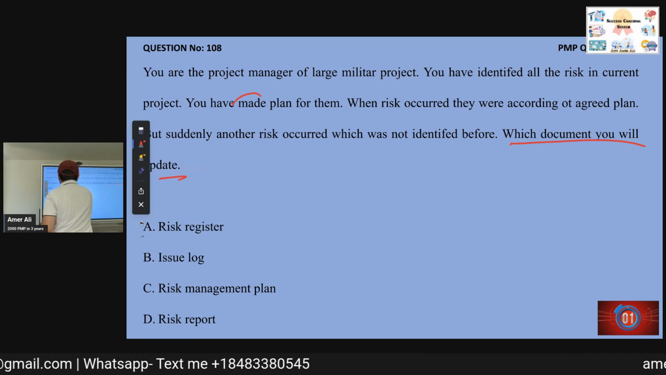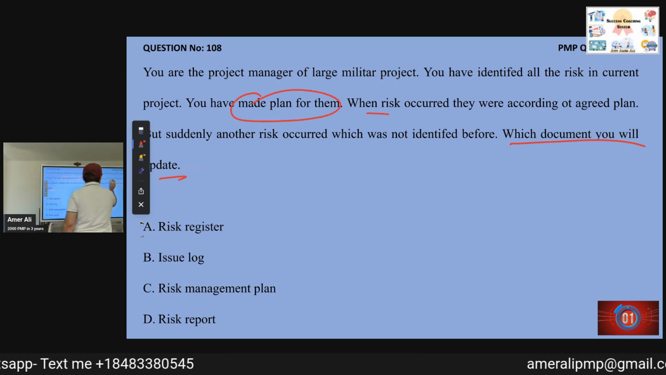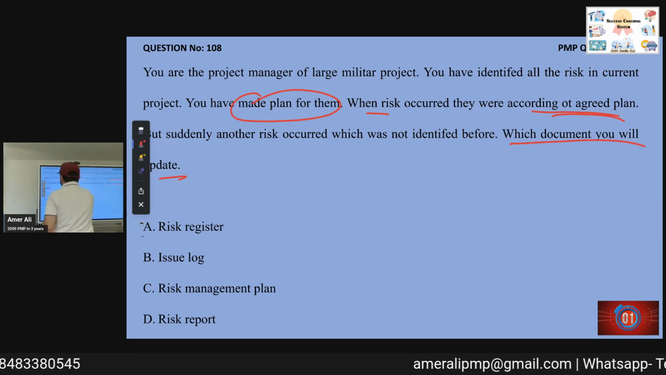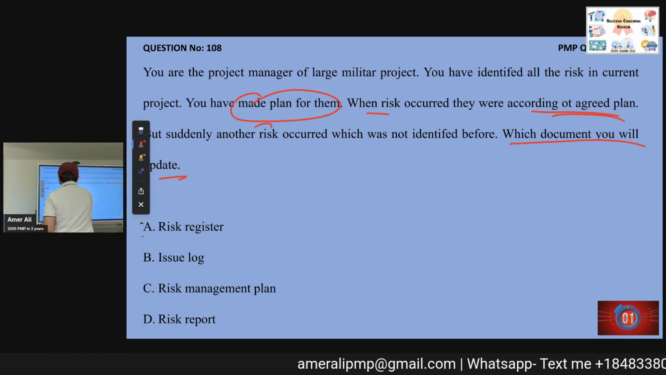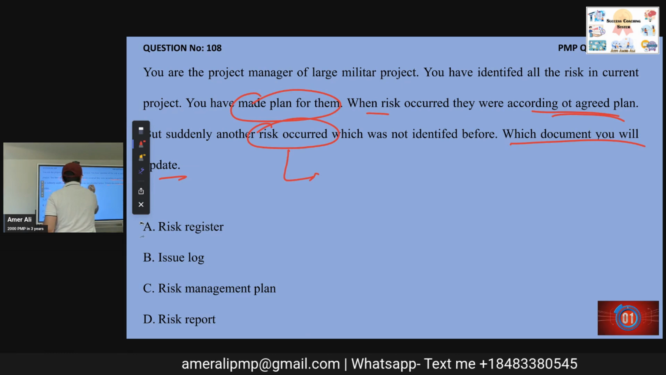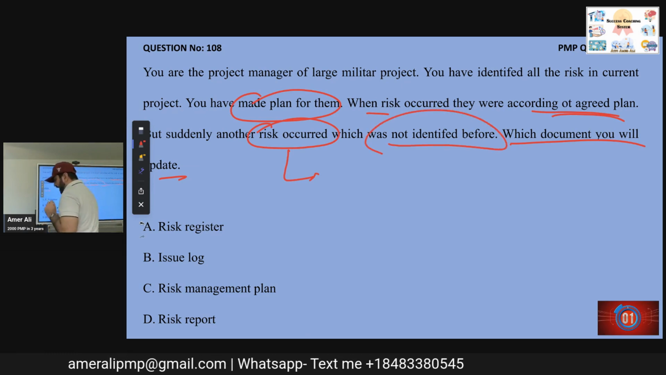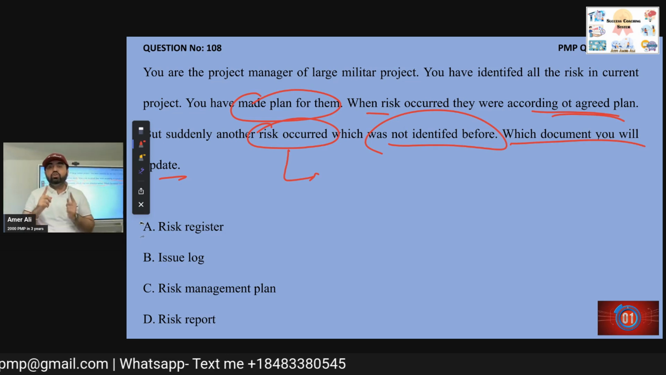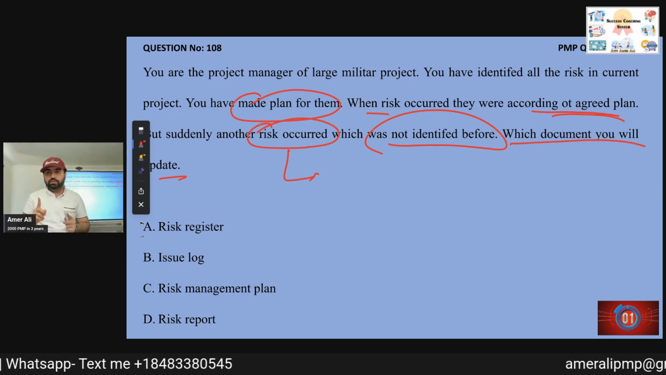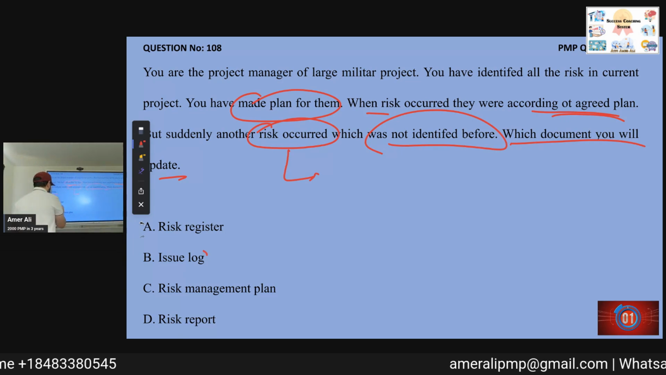You have made a plan for them. When risk occurred, they were according to agreed plan. And suddenly another risk occurred. This occurred which was not identified before. Anything that has happened and you did not identify, it's a problem. All the problem should go to issue log.